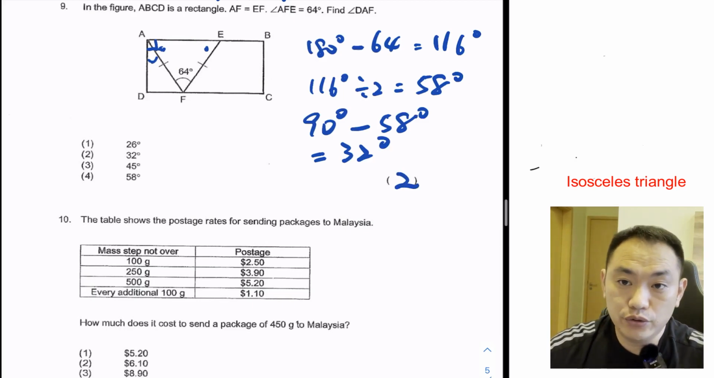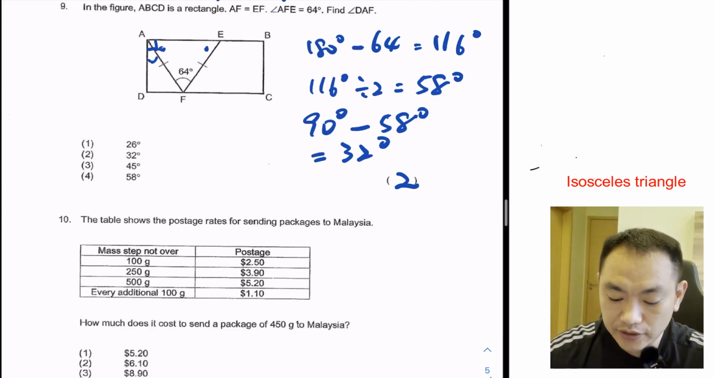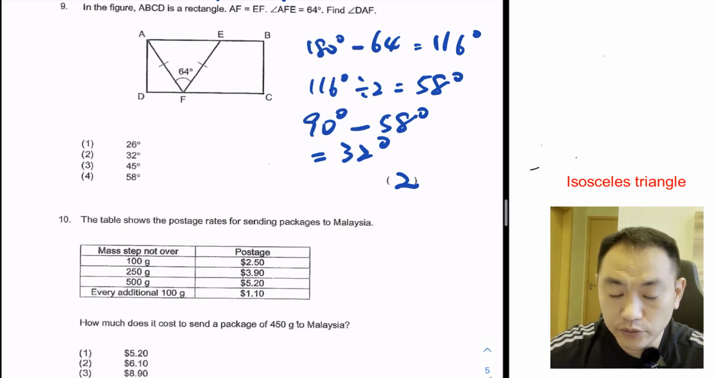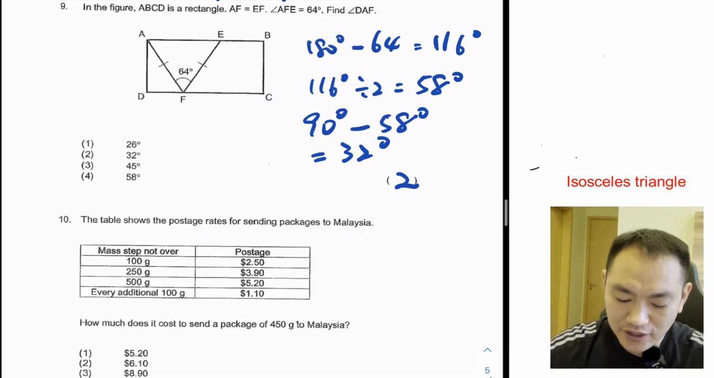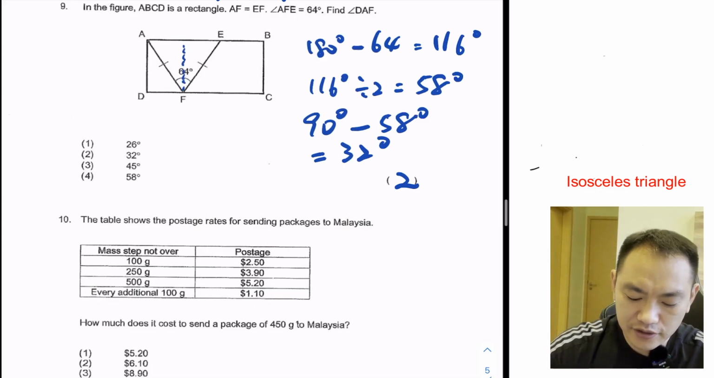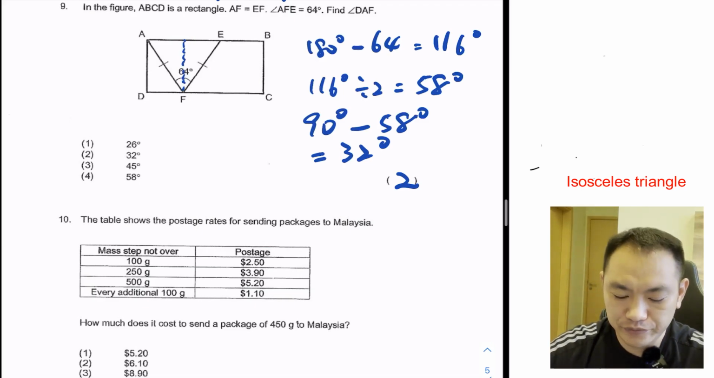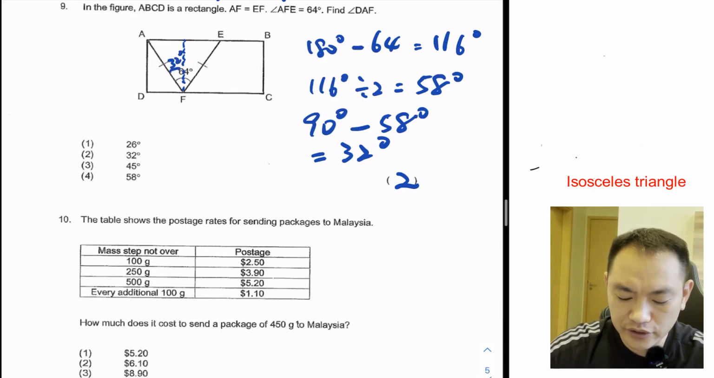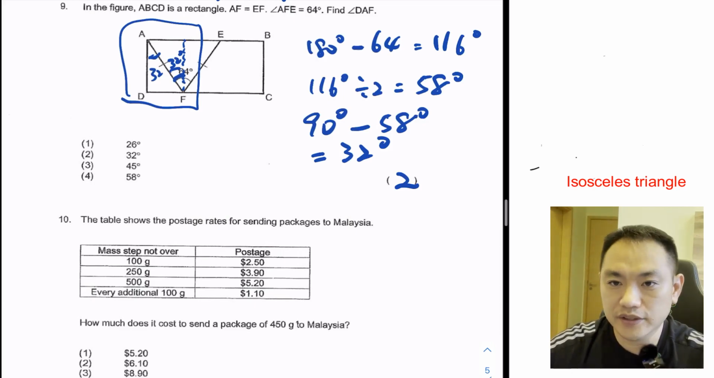If you are experienced enough, or in a higher level, there is another way to check this. Let me rub this off. Another way to do this is, with the isosceles triangle, if you draw a line here, you will split the angle into 2. So here is 32 degrees. And you will also know in this picture here, this angle will equal to this angle. So the answer will be 32 here as well, which is the same as the answer we have.